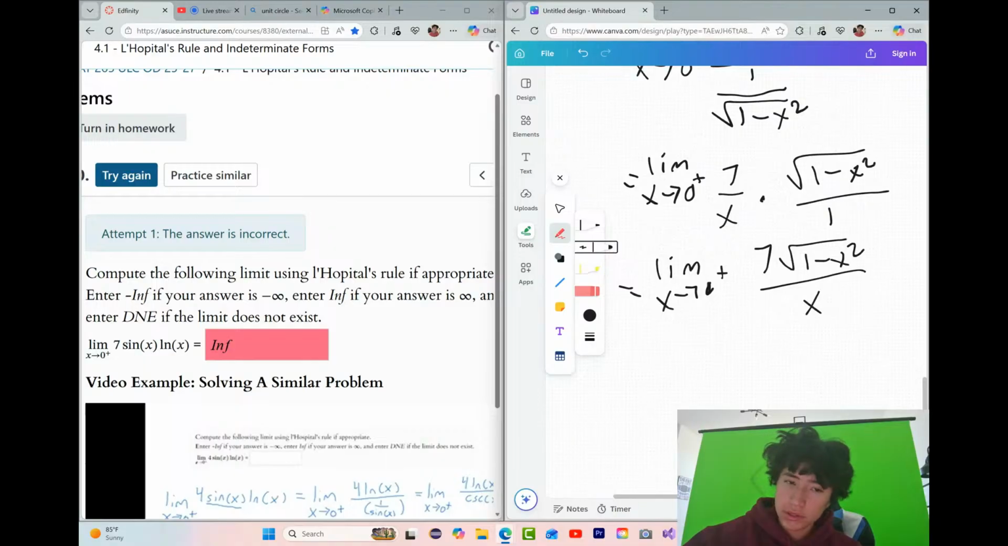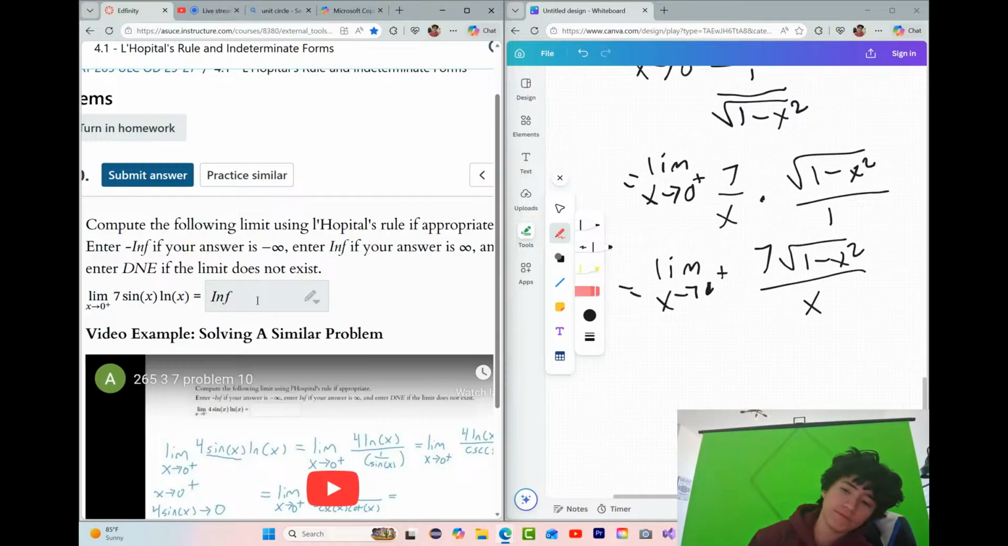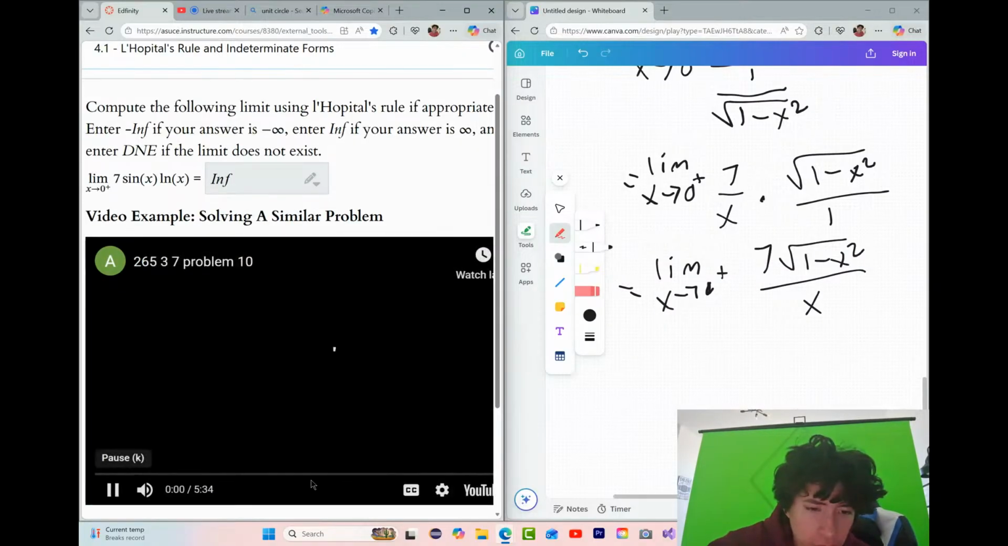So, is this equal to infinity then? Hold on. So we get 0 at the bottom. Sorry, so 7, my bad. 1 minus 0 is 1, so the square root of 1 is 1. 7 times 1 is 7. 7 over 0, that is infinity. What's up? Oh boy.